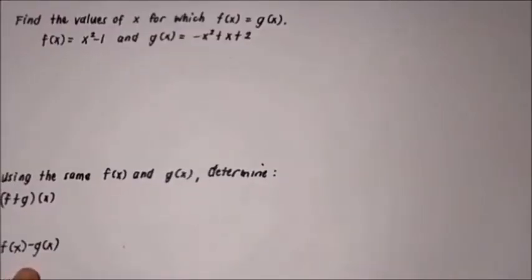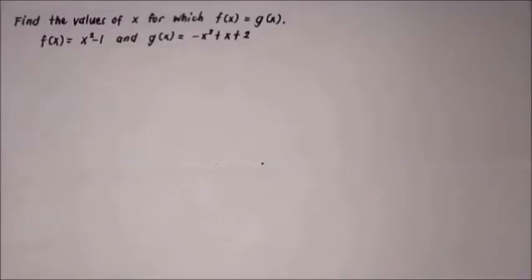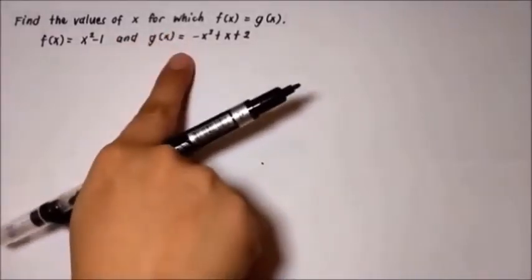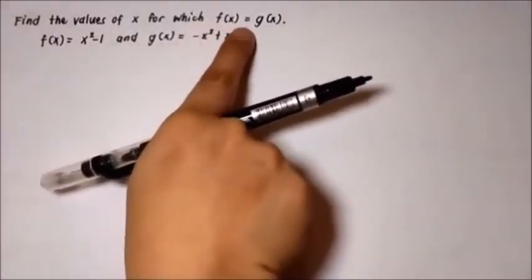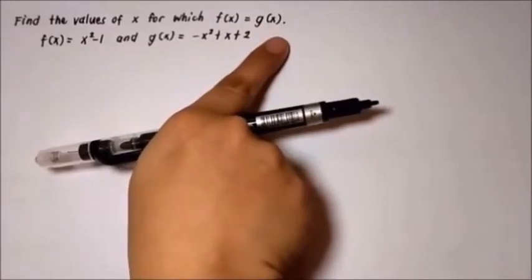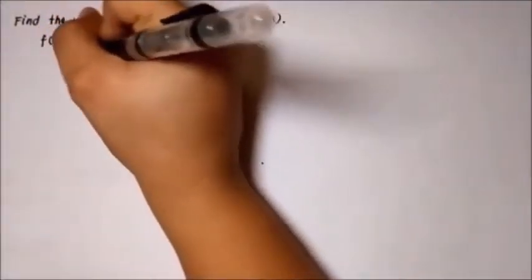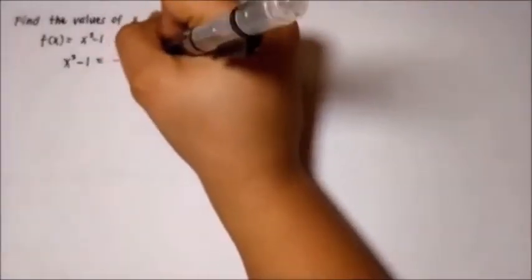So find the values of x for which f of x is equal to g of x. Okay, so we have f of x and g of x. So the given f of x is equal to x squared minus 1. And g of x is equal to negative x squared plus x plus 2. So we will be getting f of x equals g of x. So we will now equate the given. So f of x, that would be x squared minus 1 equals g of x, negative x squared positive x positive 2.